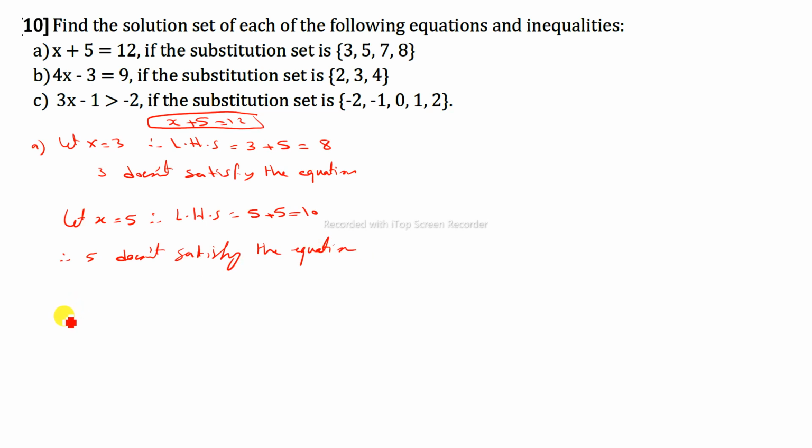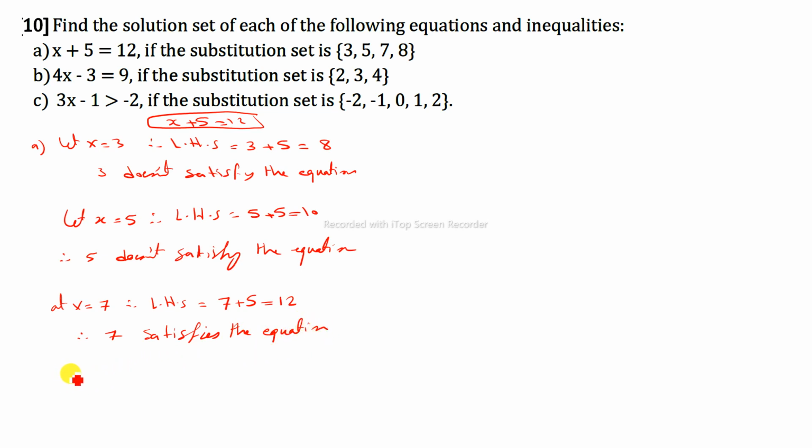At x is equal to 7، لو ال x ب 7 يبقى ال left hand side of the equation 7 plus 5 is equal to 12. طبعا ده equal is the same value. Therefore 7 satisfies the equation، يعني ده ايه is a solution for the equation، ده حل equation.